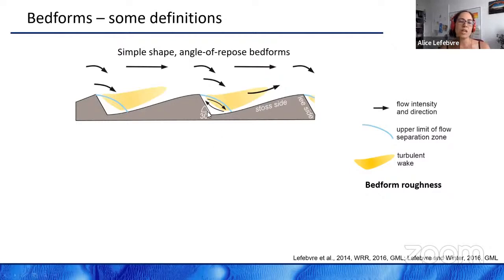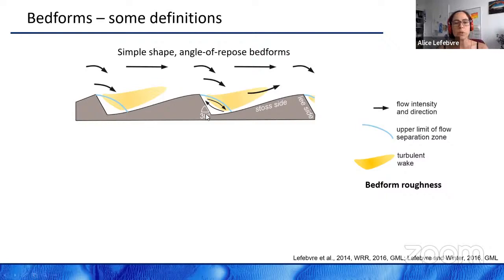The steep side is usually at maximum 30 degrees. And it is 30 degrees because that is the angle of repose of sand in water. So if it gets more than 30 degrees, there's going to be an avalanche, and it's going to go down until it is at maximum 30 degrees. And those simple shape, so-called angle of repose bedforms or dunes, have been widely studied, especially in the flume, because they form in the flume and they are also often found in small rivers.